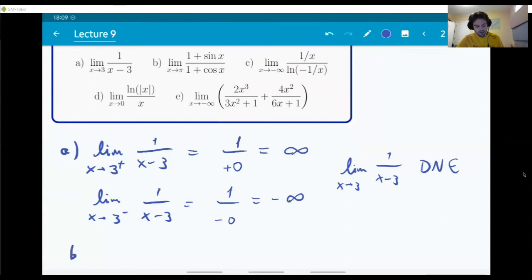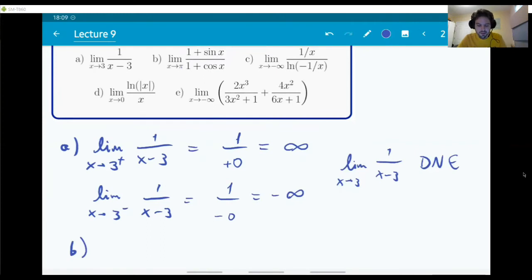Now B, it's 1 plus sine x divided by 1 plus cosine x, x is going to pi. Well, sine of pi is 0, cosine of pi is minus 1. So when you plug in x equals pi, you get a 1 plus 0, which is 1, over a 1 minus 1, which is 0. 1 over 0. This is number over 0. It is determinate, either plus or minus infinity. You just need to understand if it's going to be a definite sign, or maybe it's a case more like item A, where the two one-sided limits have different signs.